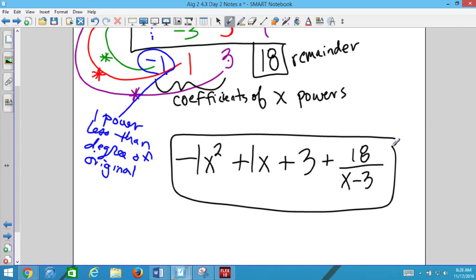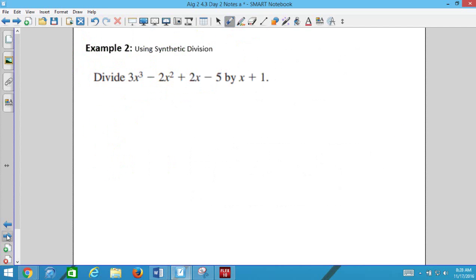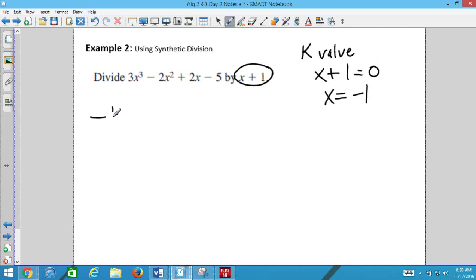But it doesn't always work. Should we try another one? Okay, let's do it. So we have 3x cubed minus 2x squared plus 2x minus 5. We're dividing by x plus 1. We first want to find our k value. So you're going to take what you're dividing by, x plus 1, and set it equal to 0. What's our k value? -1. So the k value goes outside of the vertical line, and what goes on the inside?